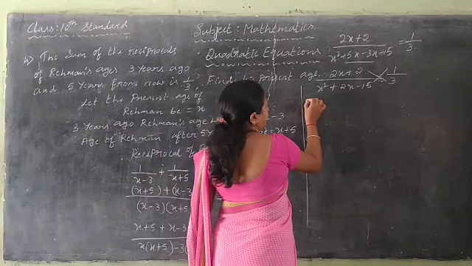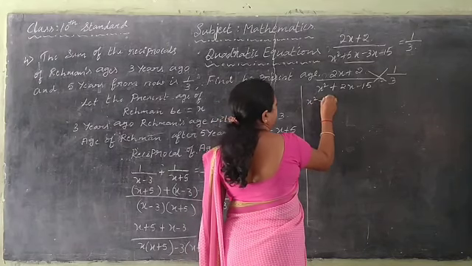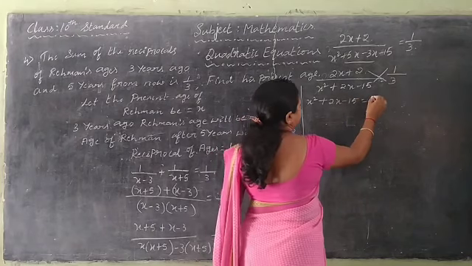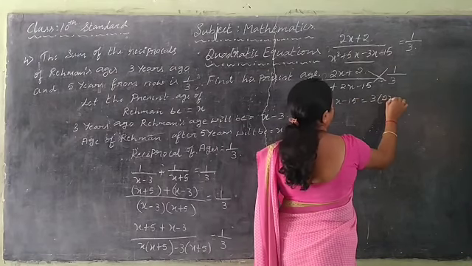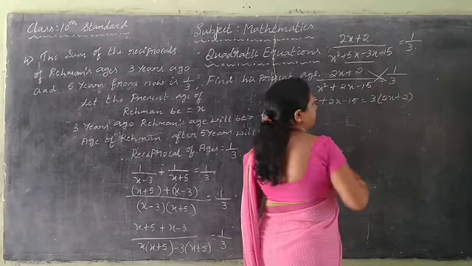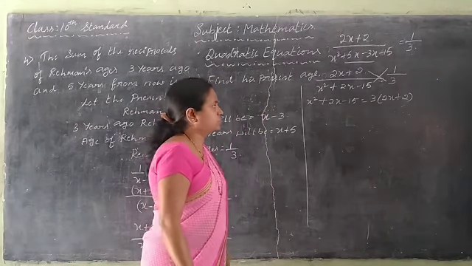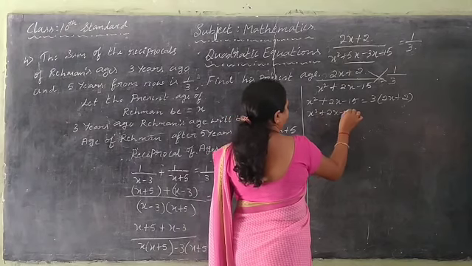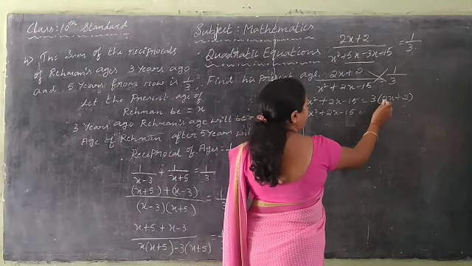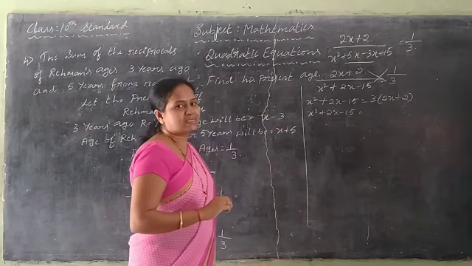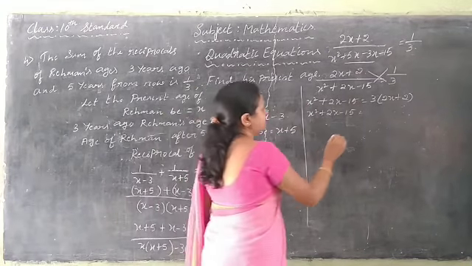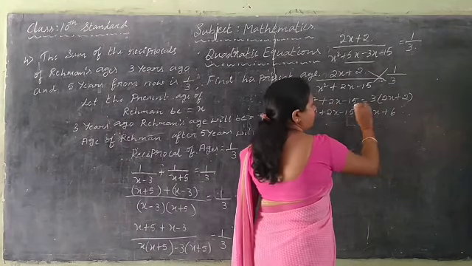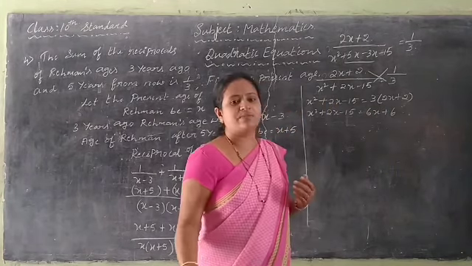When you multiply by 1, you get the same thing: x square plus 2x minus 15 is equal to 3 into 2x plus 2. Now x square plus 2x minus 15 is equal to 3 2s are 6, 6x plus 3 2s are 6. So we have to multiply 3 to 2x plus 2.